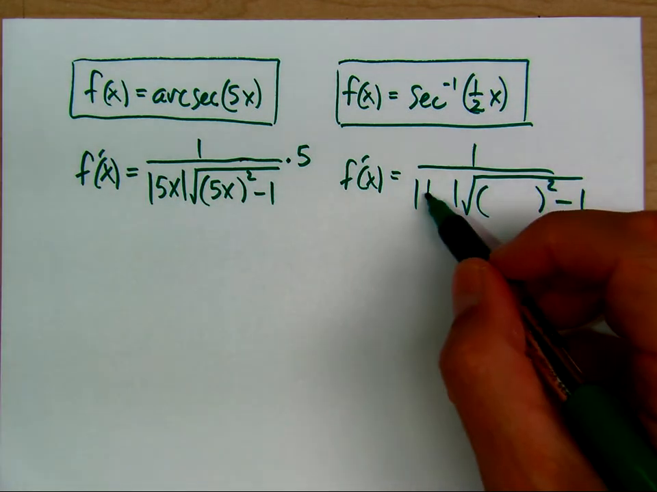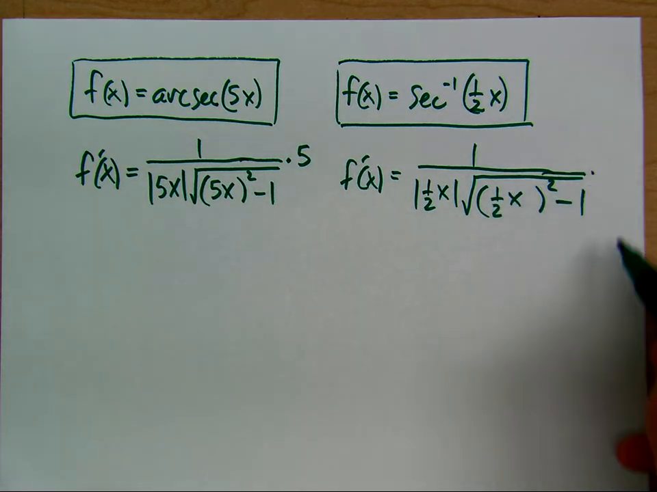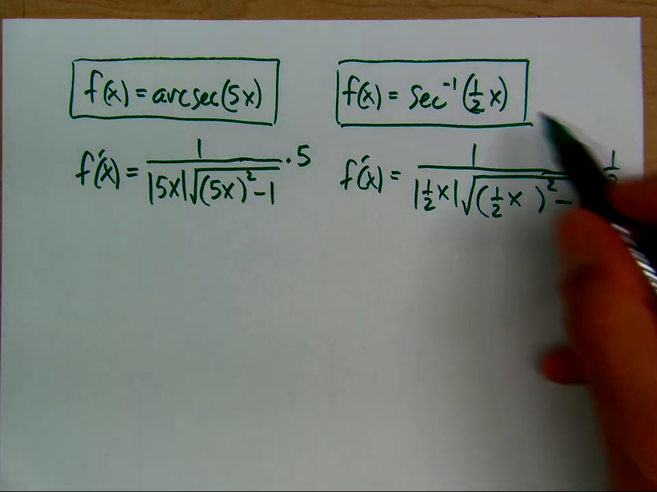One half x, 1/2 x, and then we have to multiply by the derivative of 1/2 x.